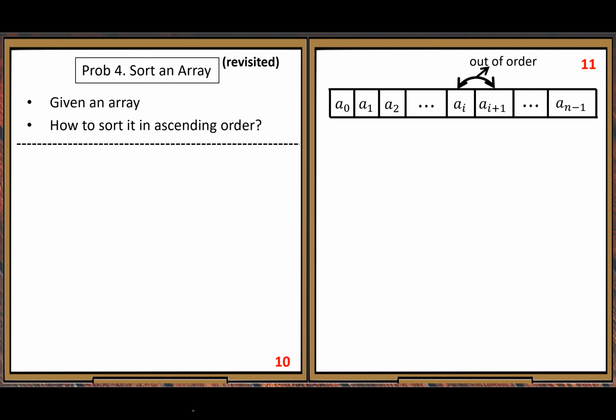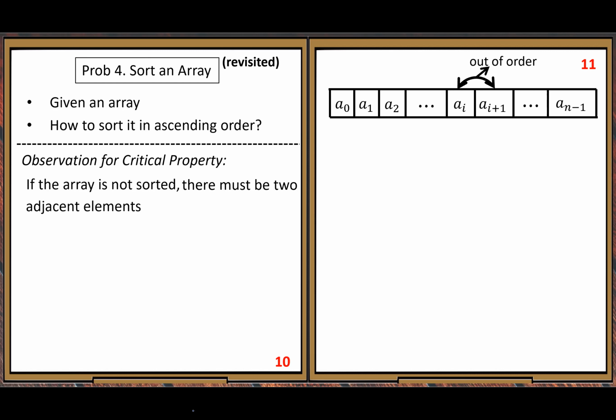That's our new understanding, our new view, new property. We didn't use this way before. So this is our new view. Now here is the observation, a critical property related to the order information. If the array is not sorted, there must be two adjacent elements that are out of order.